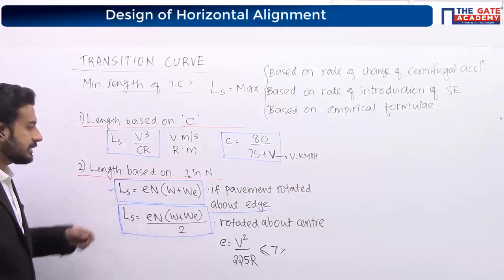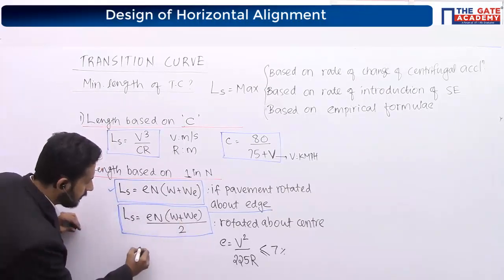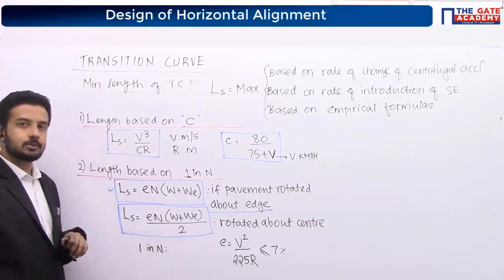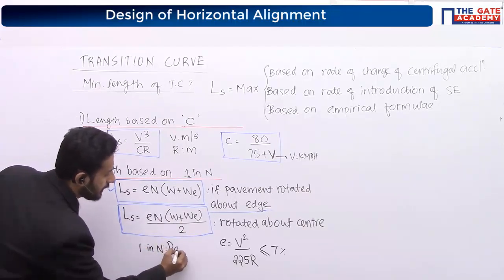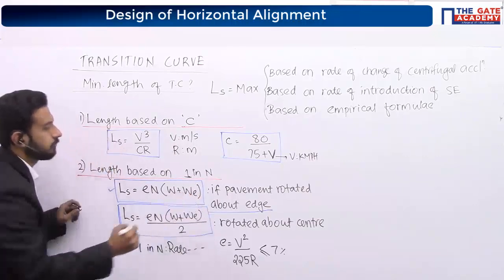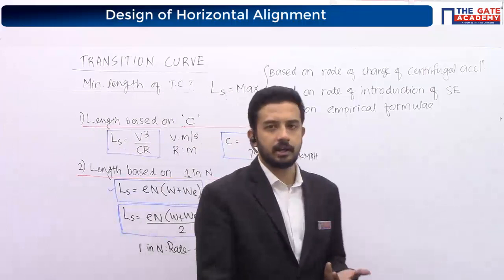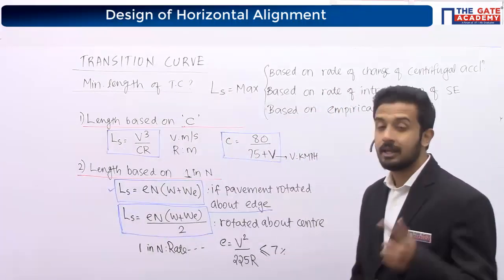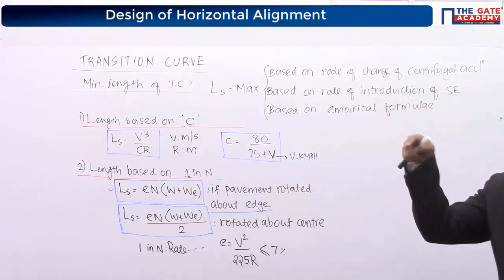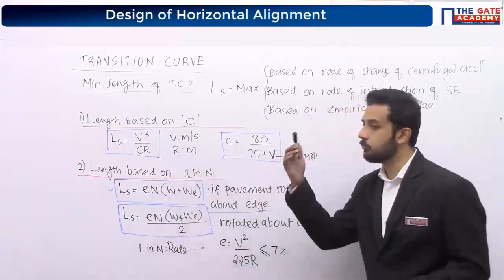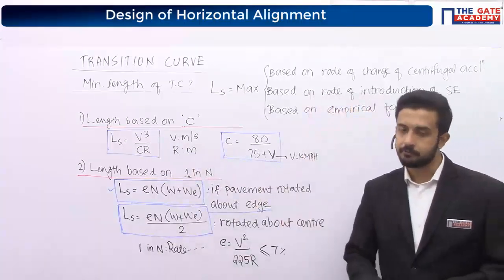Okay. What is this N? What is N? 1 in N is what? Rate of introduction of super elevation. If they are giving rate of introduction of super elevation is 1 in 100, then N is equal to 100. Like our camber value, N value we have taken. If they are giving rate of introduction of super elevation 1 in 150, then N is 150.